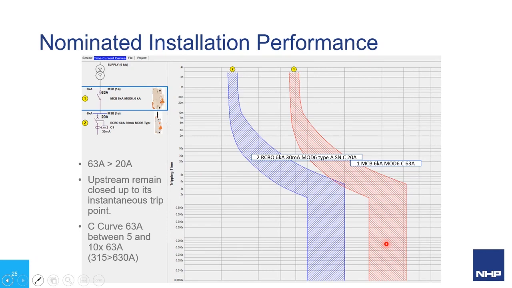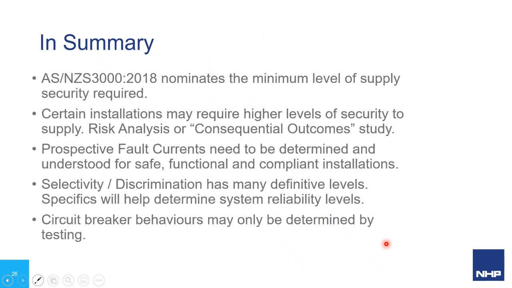So let's summarise. AS/NZS 3000:2018 nominates only the minimum level of supply security required. Certain installations may require high levels of security to supply. A risk analysis or consequential outcome study needs to be done to understand what supply behaviours need to be adopted for any particular installation or circuit.